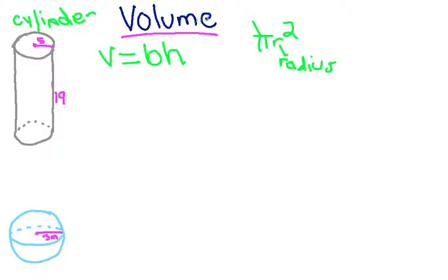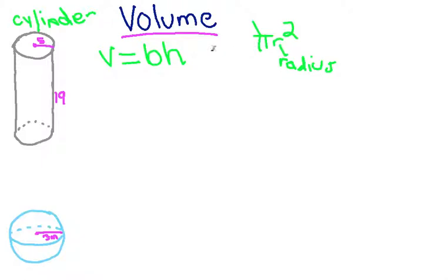So the best way to handle pi is to put the whole answer in terms of pi. When you put it in terms of pi, that means you say, for example, the area of the circle is 3 pi units squared. So you're saying 3 times pi, like pi is a variable.